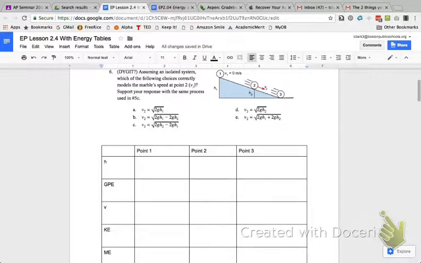In this problem, we're trying to find an expression for the marble's speed at point 2. So that would be whatever goes in this box, in terms of H1 and H2. Those are the two variables that come from the problem that are in all of these options that we'd select from.